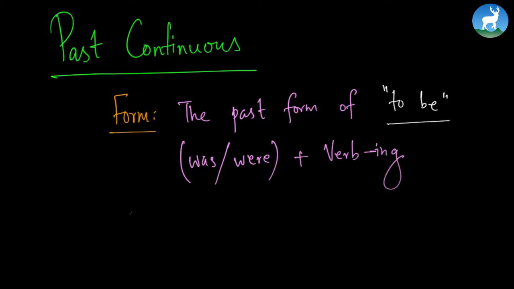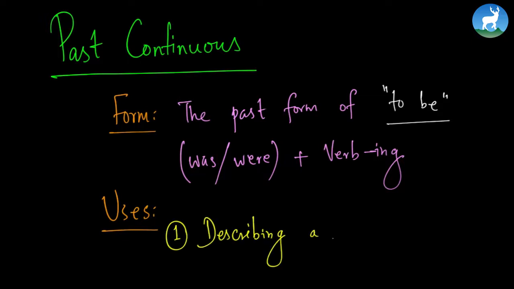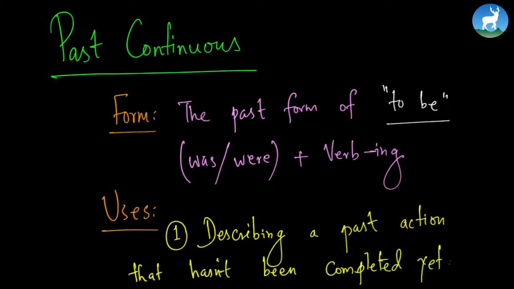Now let's understand about the uses. Where is this tense used? The first use is describing a past action that hasn't been completed yet. So while talking about a past action that hasn't been completed yet, we use the past continuous tense. We'll learn how that is done. So let me give you an example.